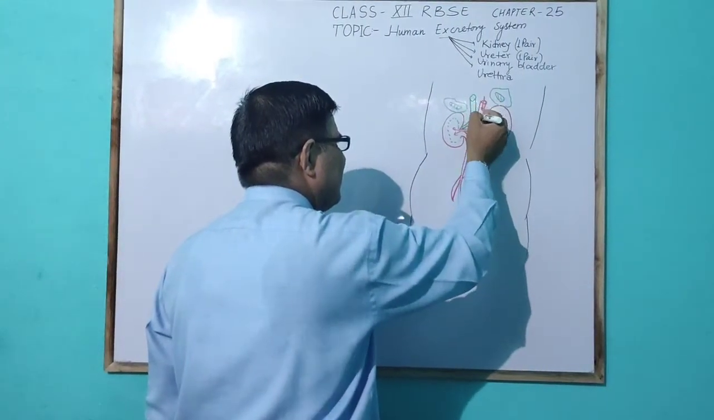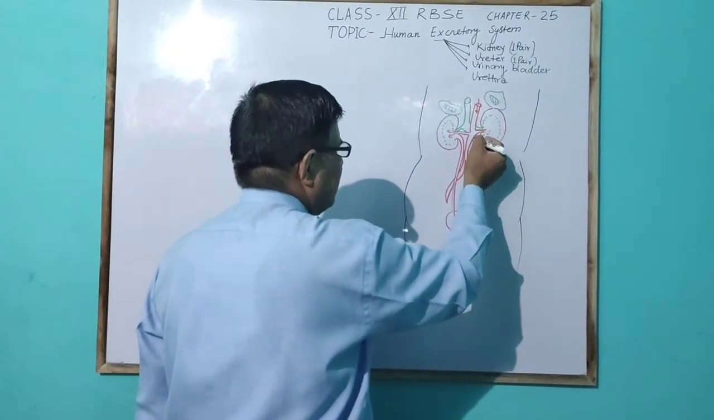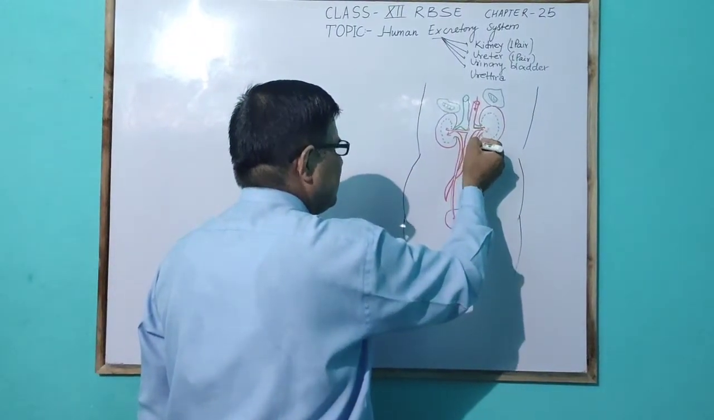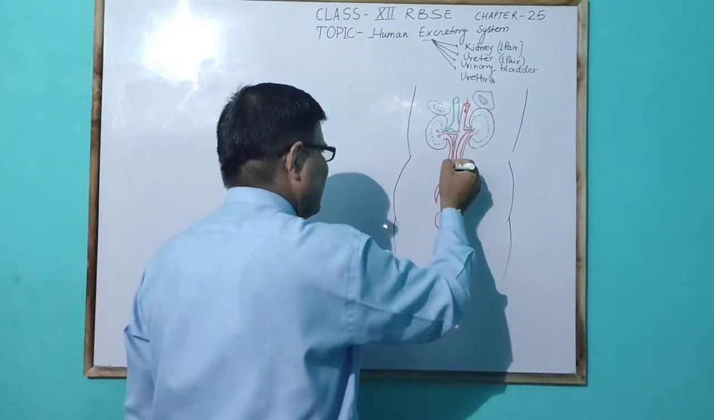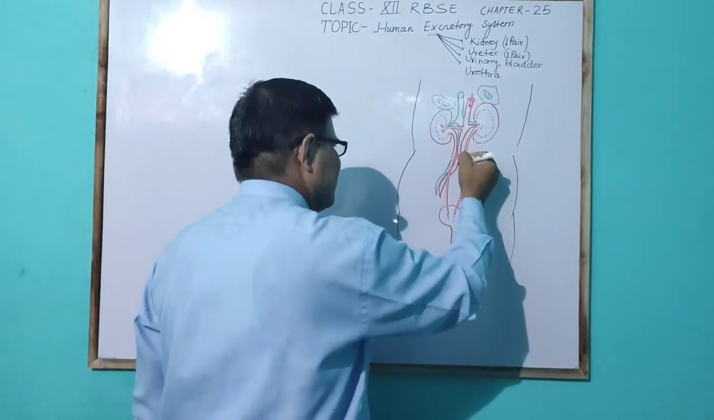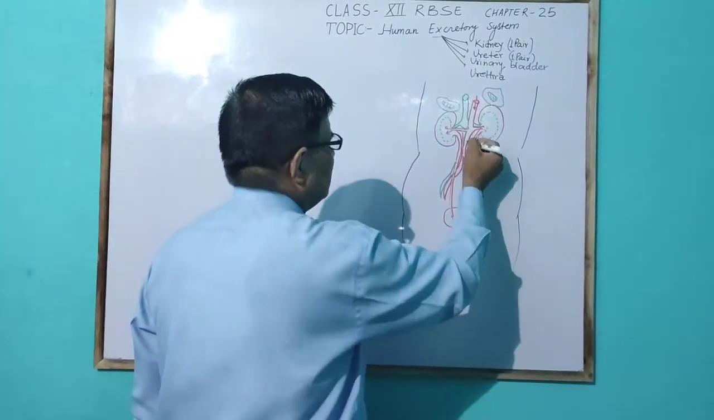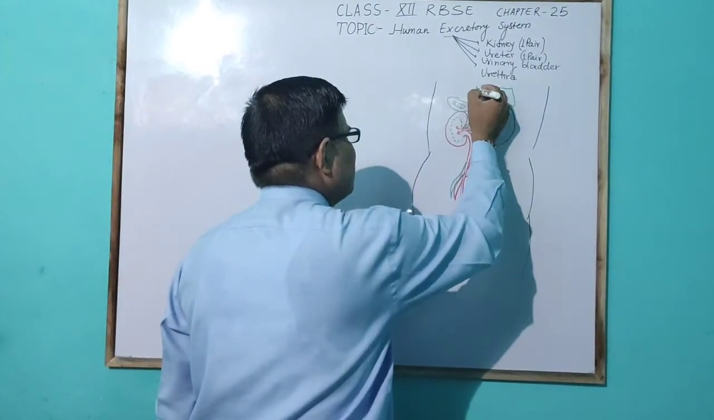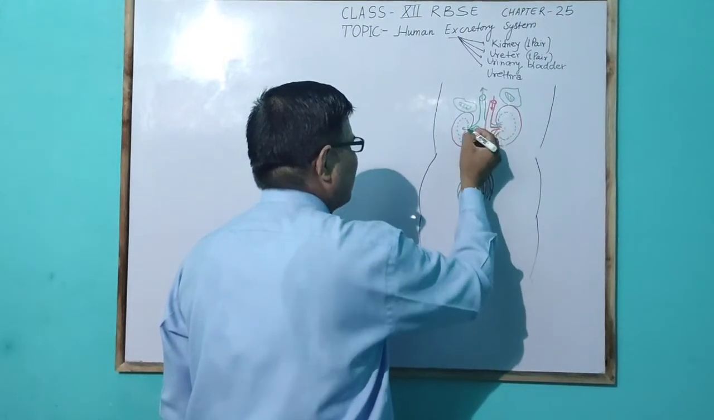Here the renal vein comes out of the kidney and this renal vein reaches in the downward direction, which takes the deoxygenated blood from the kidney.